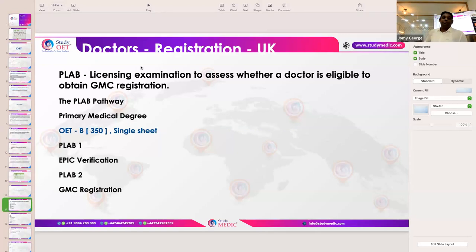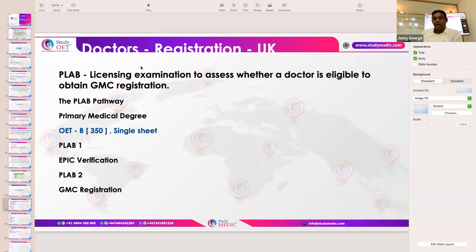On screen, you can see a doctor scenario. The character in the scenario is a doctor who plans to immigrate to the UK to continue or start his medical career. Of course, the UK is an English-speaking country, no doubt about that. The point is, if a healthcare professional wants to work anywhere in this world, registration is mandatory. In the UK, registration is especially important.